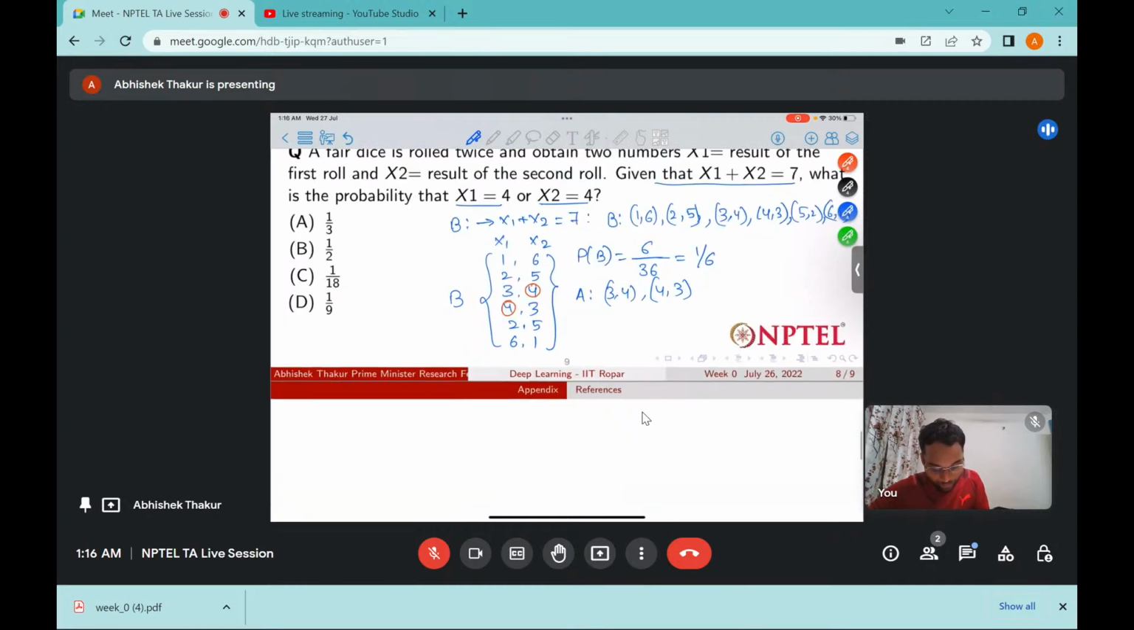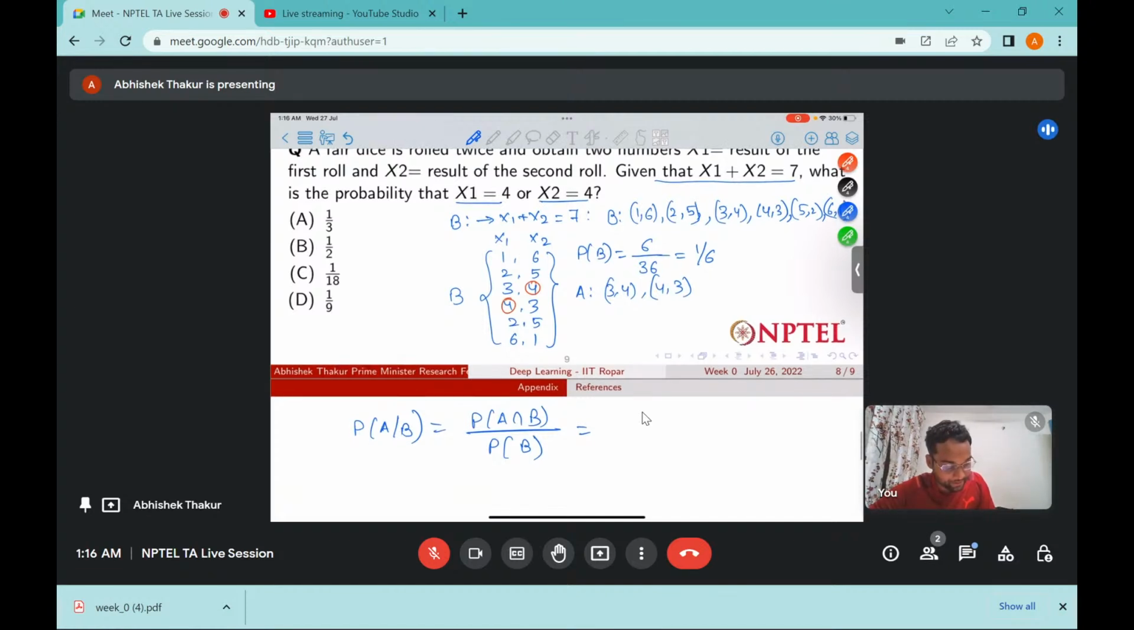Okay, so now we have to find the probability of A such that B has occurred, that is equal to P(A intersection B) divided by the probability of B. So what is P(A intersection B) now? P(A intersection B) will be 2, because there are two events in both A and B, that is 3 4 and 4 3. Okay, so 2 by 36 divided by 6 by 36. That is, we have already calculated 1 by 6, the probability for B. So it will become 2 by 6. So the correct answer is 1 by 3. That is option A. Okay.